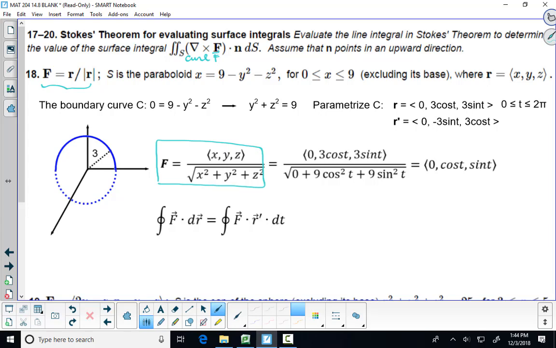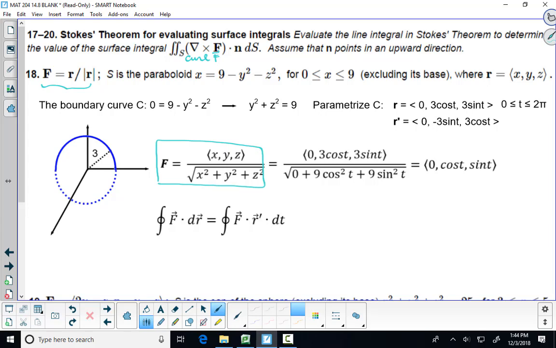So we are dealing with just this curve then. The surface does not even matter. This is the boundary curve. We have this open cup, an open paraboloid, and the boundary curve is just that circle that's right at the mouth of this paraboloid. Okay, so paraboloid from 0 to 9, excluding the base. In other words, it's open. So the boundary curve is right here.